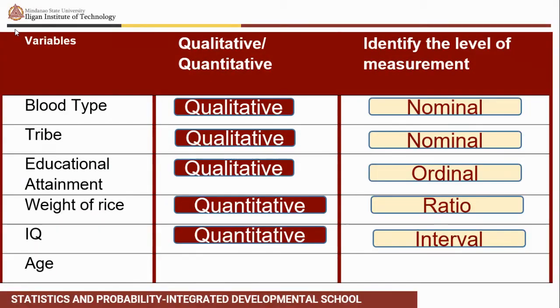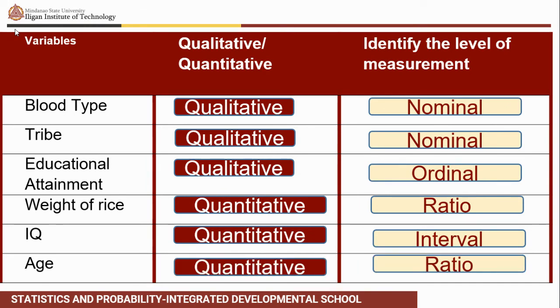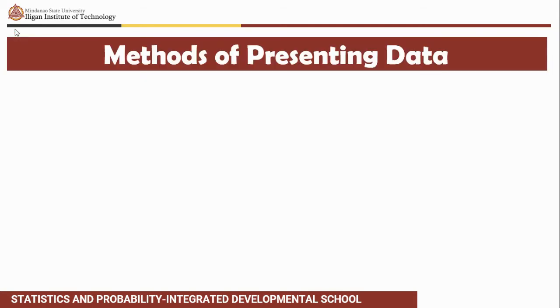You also have the age. Age is written in numbers. So therefore, it is considered as quantitative data. And it is a ratio level because if I would say 0 years old, it means it does not exist. But if you would say that that baby is 1 month old, it doesn't mean it is absolutely 0. It's just 0.01 or 0.5 or 0.3. It depends upon the number of days and the number of months that a baby has been raised. Now, we will proceed to the methods of presenting data.